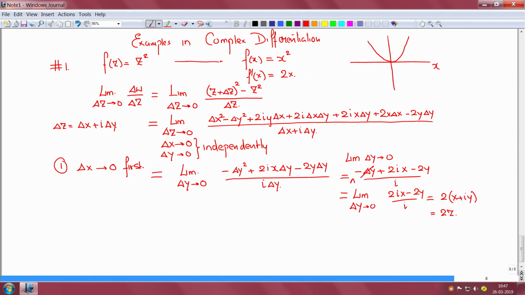So, it indeed works out. We had f of x square, derivative is 2x, we have f of z equal to z square, derivative is indeed 2z. Now, we did that by sending delta x to 0 first. We can similarly send delta y to 0 first.